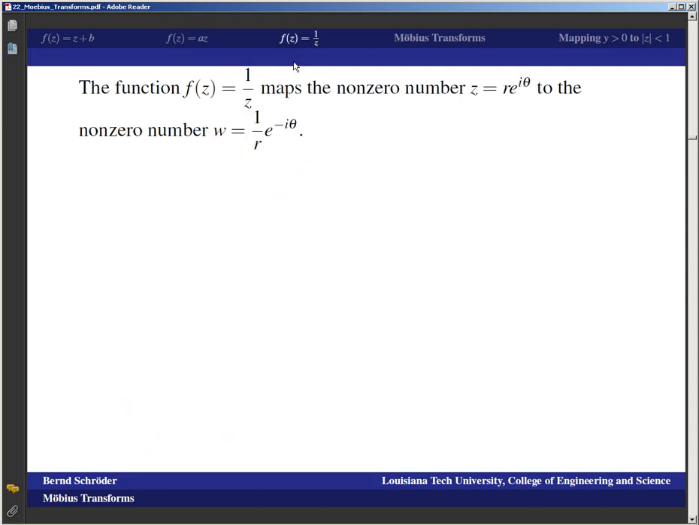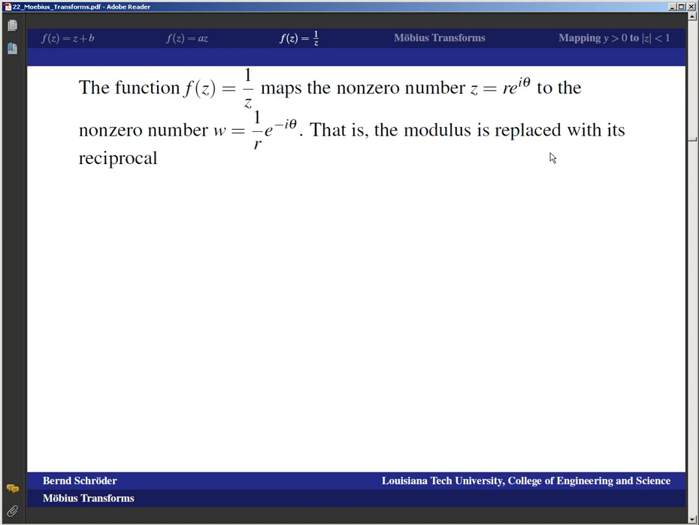Okay, let's take a look at the function 1 over z. That's going to be the most complicated of the 3 functions that we have here until we hit Möbius transforms, of course, which combine all those guys. And the function f of z equals 1 over z takes a number z, which in polar notation is r e to the i theta, and it maps it to the output number w, which is 1 over r e to the negative i theta, right? Because 1 over r e to the i theta is just that.